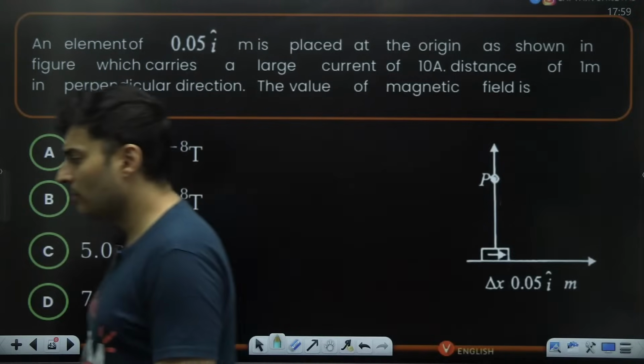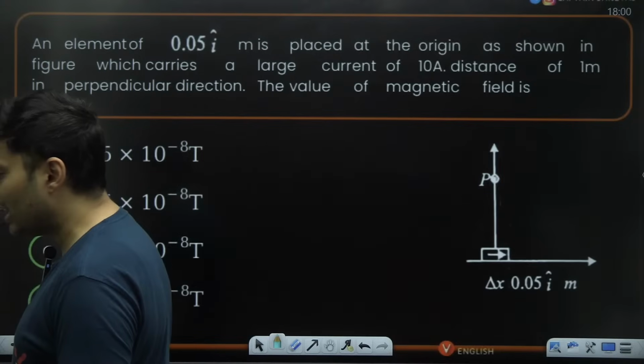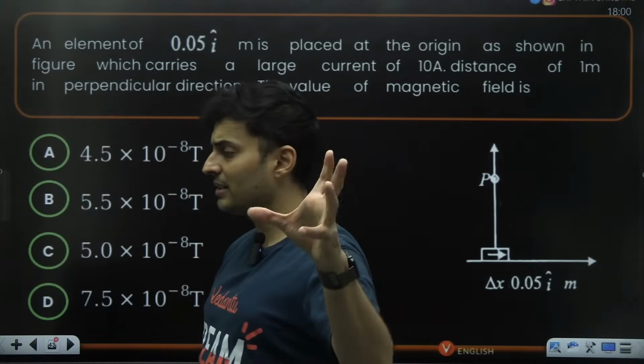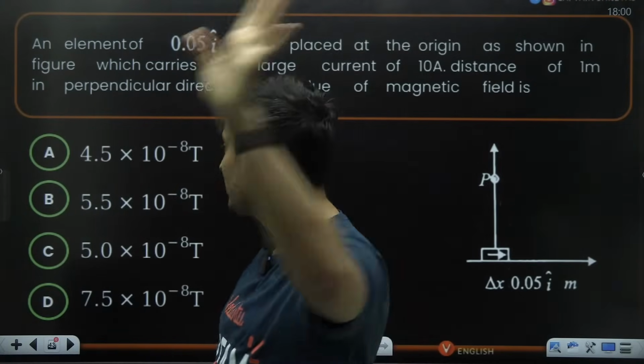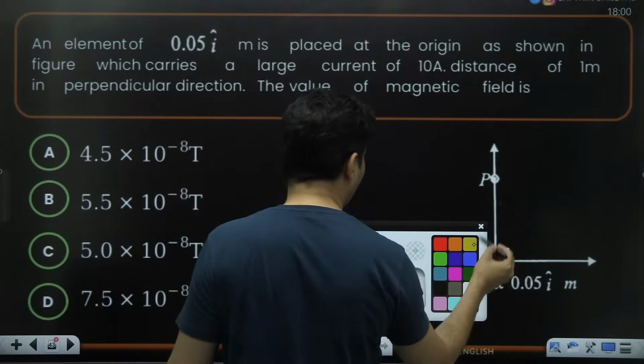This is direct Biot-Savart's law. Mu naught value is 4 pi 10 to the power minus 7. Mu naught by 4 pi is 10 to the power minus 7, right? So directly you can write mu naught is equal to 4 pi 10 to the power minus 7.